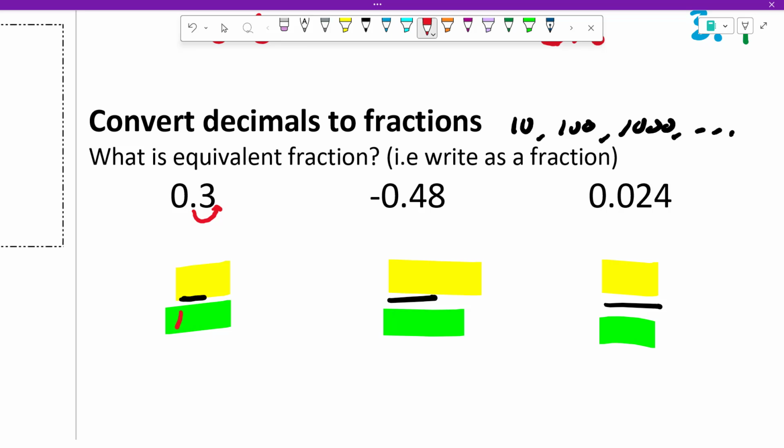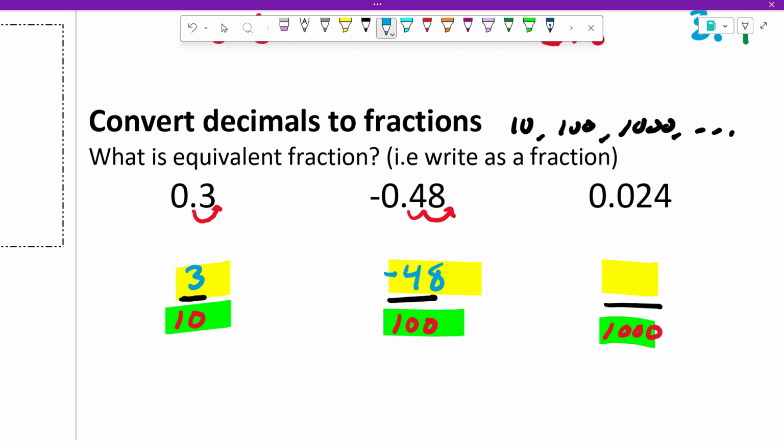So it'll be 10, like that. And then the next one is going to be 100, with 2 numbers after the decimal. This one's going to be 1,000: 1, 2, 3. Now, what is our numerator? What is our top number? Whatever number you see here, but without the decimal. So that is a 3 here. Put my finger over the decimal. That is negative 48.